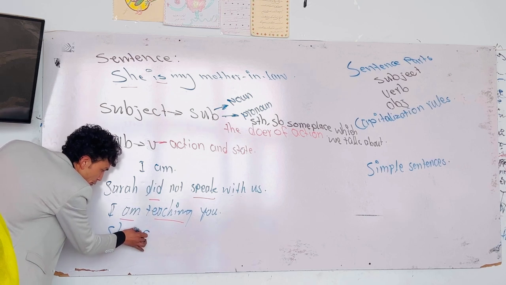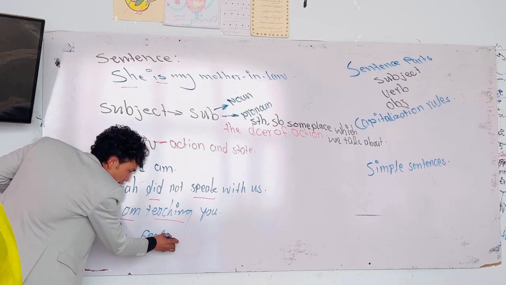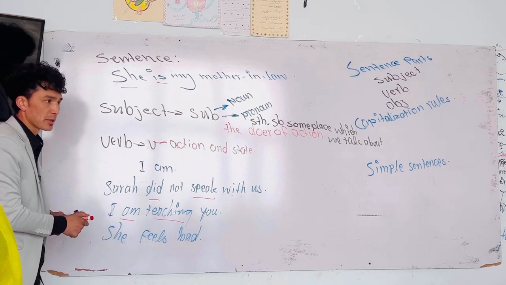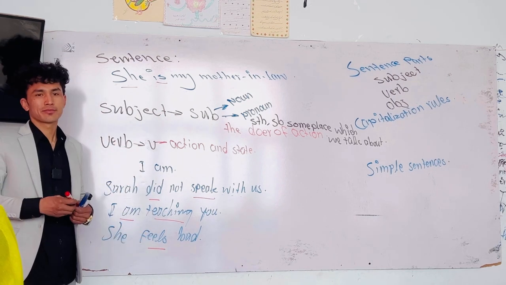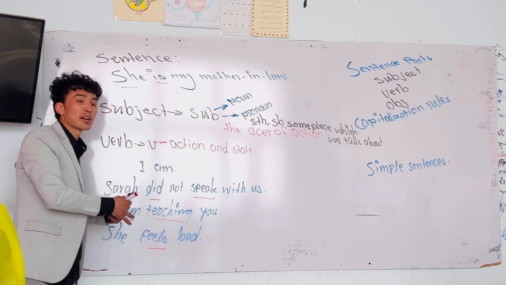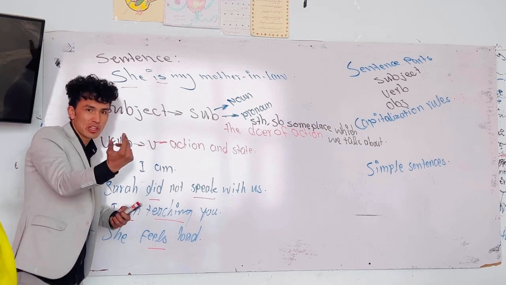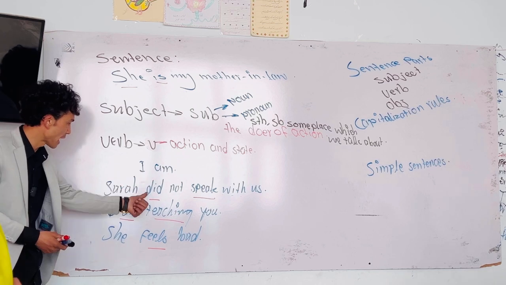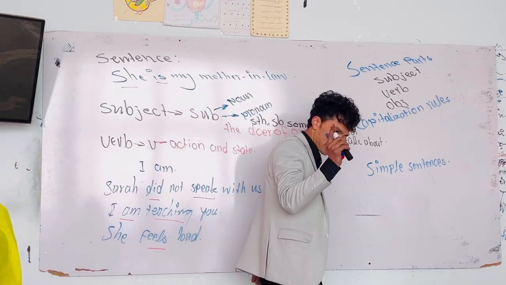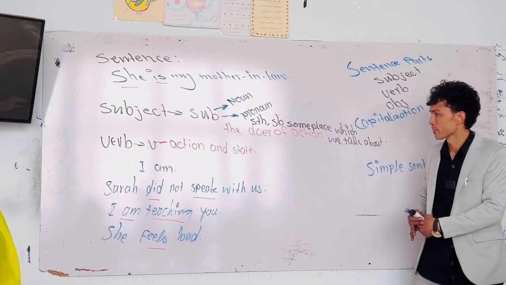She feels bad. Where's the verb here? Feels is a verb. As I told you in the very beginning, the verb mostly comes right after the subject in a sentence. Look at this verb, at this verb, at this verb, this verb. Any questions? Good. This is verb.